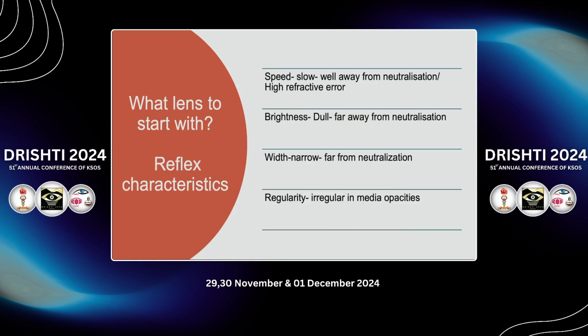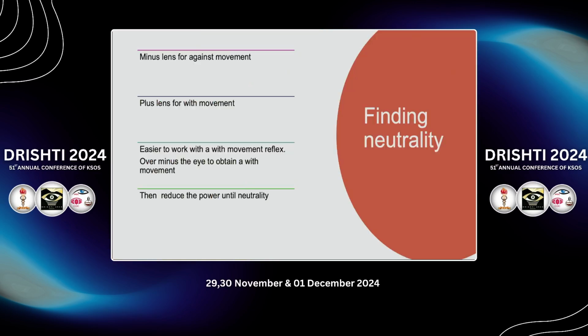So as you reach neutralization, it becomes a broader reflex, and at neutralization, it seems to fill the whole of the pupil. Also, the reflex regularity, it may be irregular in media opacities. So you know this, how do you find neutralization? If it is an against movement, you put minus lenses. If it's a with movement, you put plus lenses.